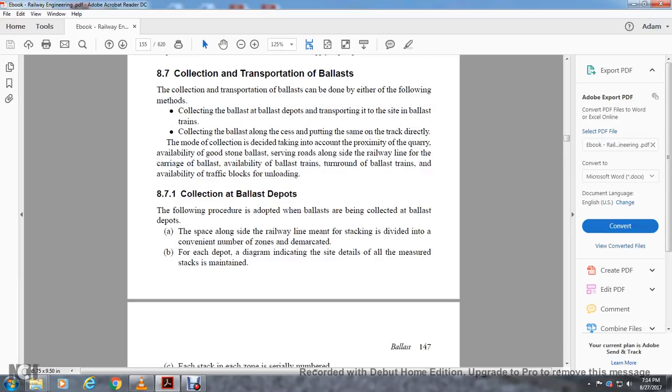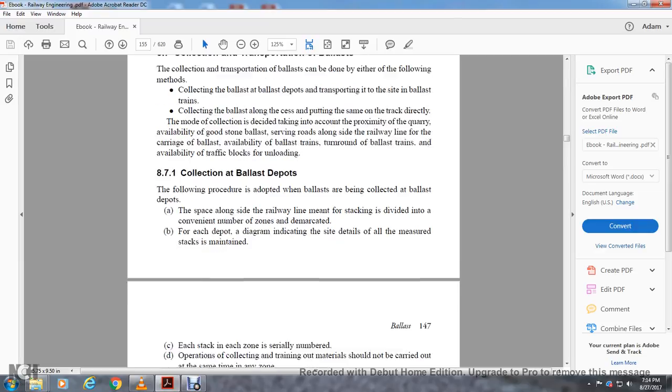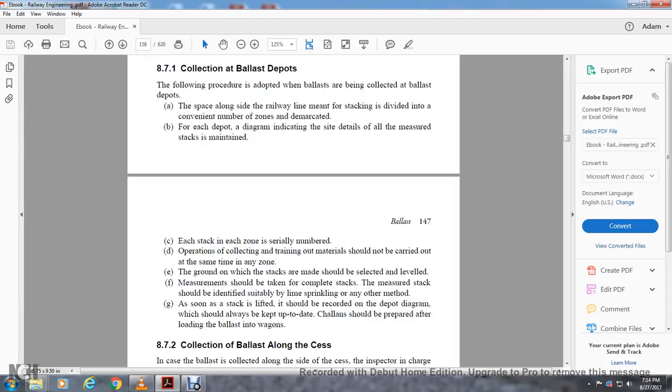8.7.1 Collection of ballast in depots. The procedure adopted when ballast is collected in depots spaced along the side of the railway line is stacking, dividing the line into a convenient number of zones demarcated for each depot. The diagram indicates the site detail where the measured stack is maintained.